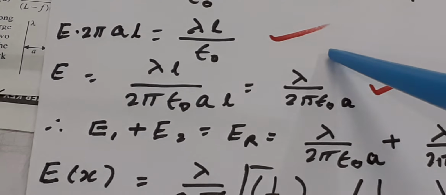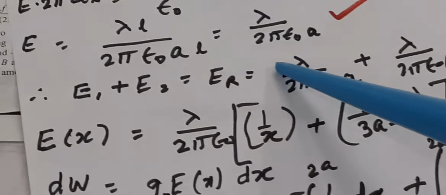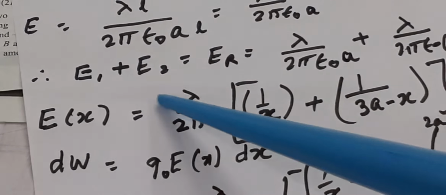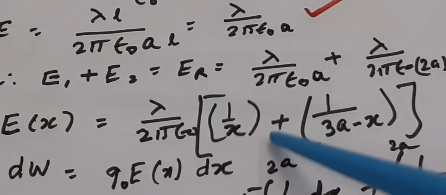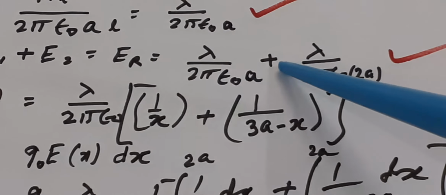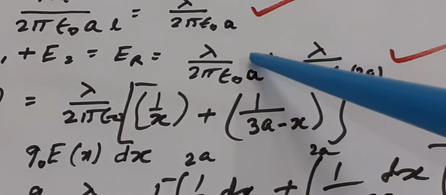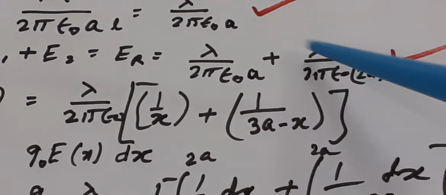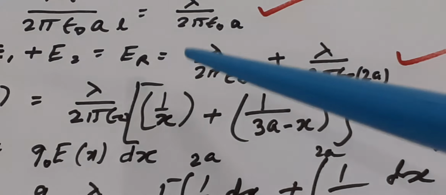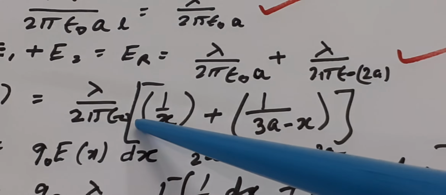Now, as two wires are there, the resultant will be in the same direction. E1 plus E2, that means E resultant, that will be lambda by A, this is constant, plus lambda by again twice A, as both act in the same direction, so plus will be there. So the constant part is taken out from here, lambda by 2 pi epsilon naught taken out.